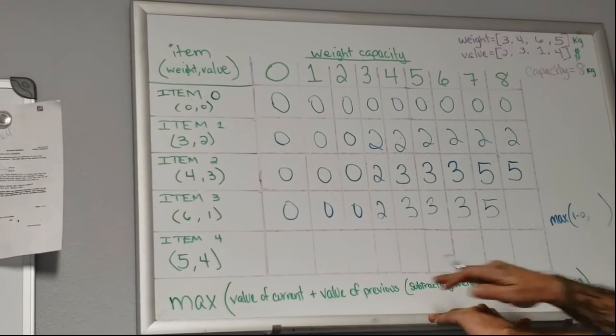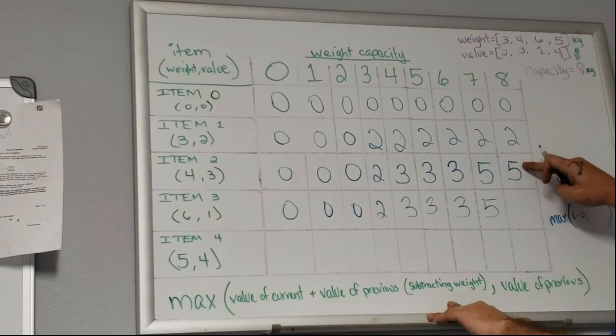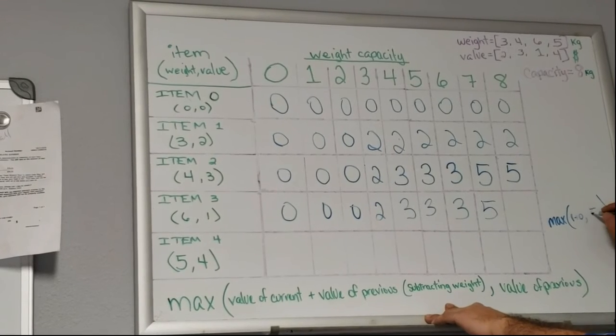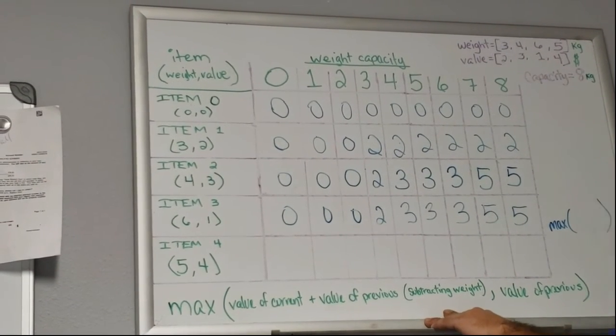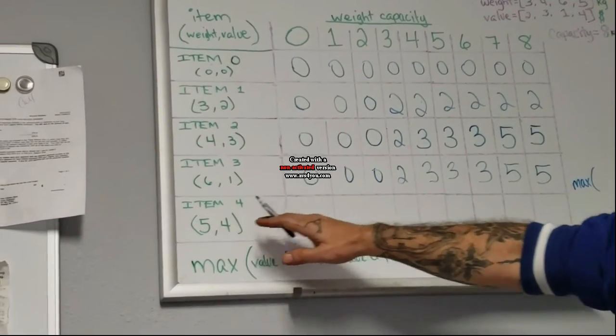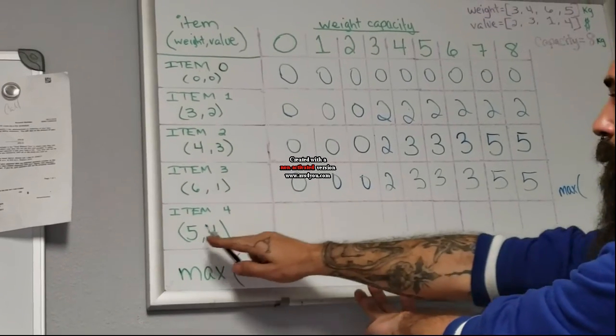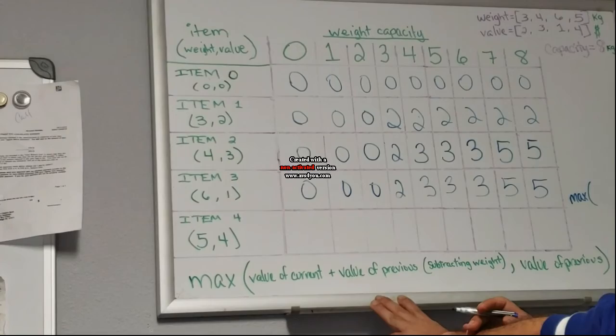1 plus 0 is our first value in our function. Then we get the value of the previous by looking above and seeing that 5 is the maximum value here. All right, last row, we're almost there. Item 4. Item 4 has a weight of 5 kilograms and a value of $4.